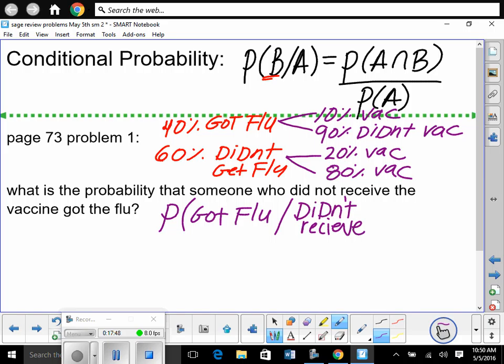Okay, I'm gonna show you. Didn't receive vaccine. Okay, so this is event B. Look, this is B, given that A has already happened, right? So this is event B, this is event A, okay? So let's be really careful. Let's find the probability of event B all by itself. What's the probability that they got the flu? 40%.